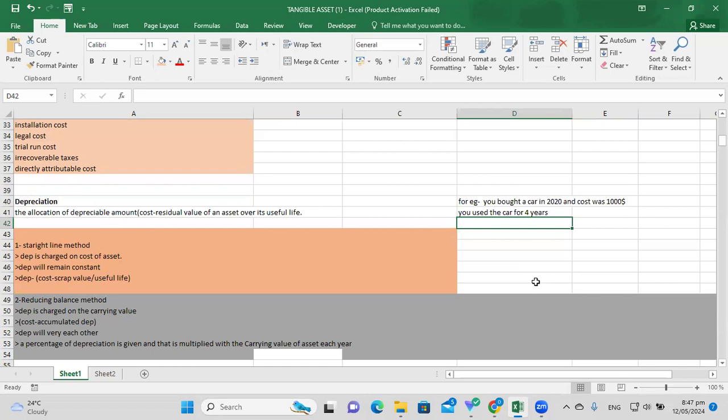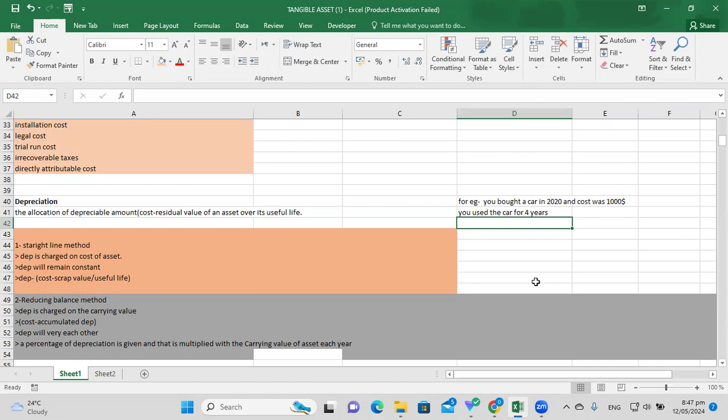Why has the value fallen down? Because you used the car for 4 years. Now it is not the new car you bought, brand new, in 2020. Obviously the car has depreciated, its value has dropped. Now you cannot sell the car for $1,000. Obviously, you will sell the car according to its use.